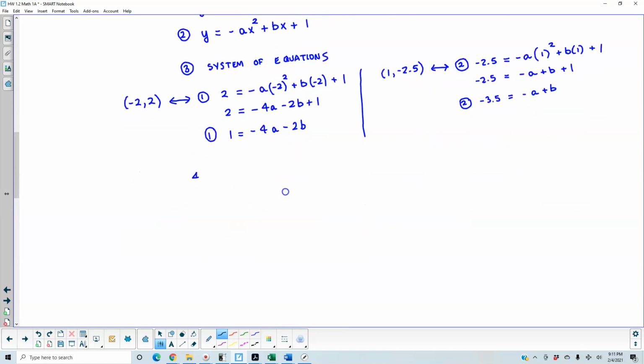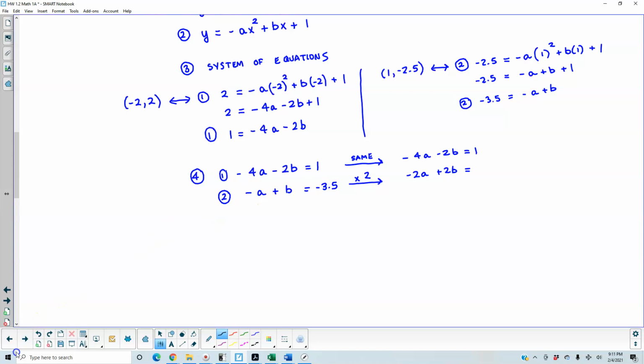So now in step 4 we're going to set up a system of equations. Our first equation, number 1, is negative 4a minus 2b equals 1. And equation number 2 is negative a plus b equals negative 3.5. So now we need to solve. We can leave the first equation the same, and then multiply the second equation by 2. So we get negative 4a minus 2b equals 1, and this becomes negative 2a plus 2b, which is equal to negative 7.